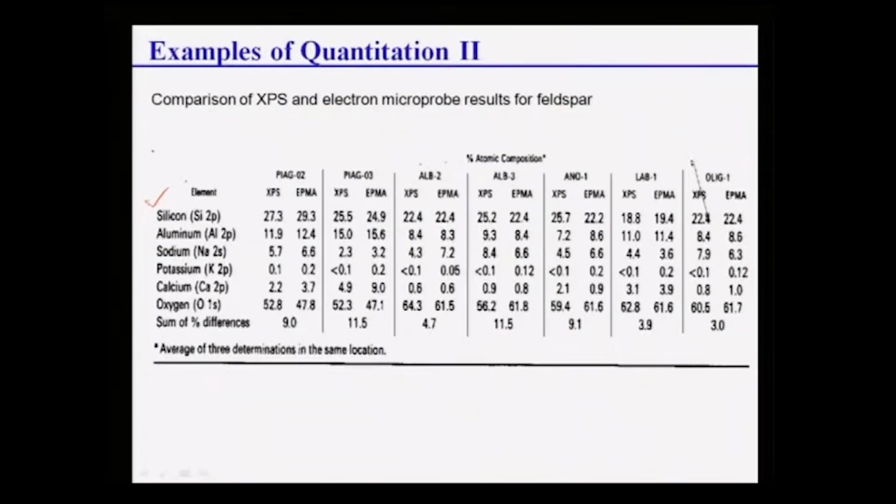In different wavelengths, this is aluminum, and different kinds of categories. As you can see from the values, they are very close by, not differing much. Similarly, for calcium, potassium, sodium, aluminum, some of the percentage differences are 9% here, about 11% there, and the maximum is actually 11.5 percent. So, that means XPS gives you reasonably good data in terms of compositions.